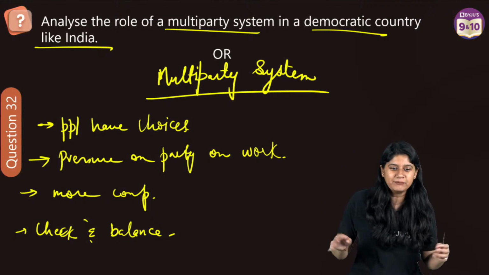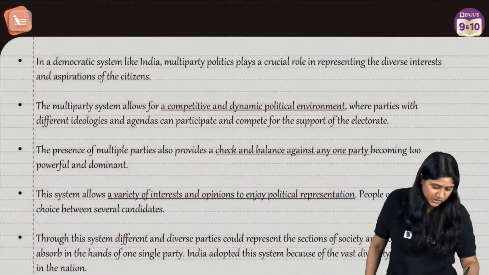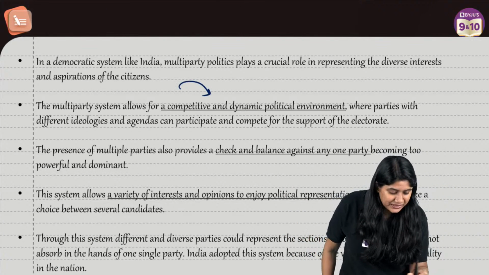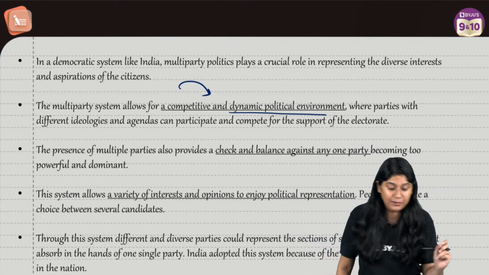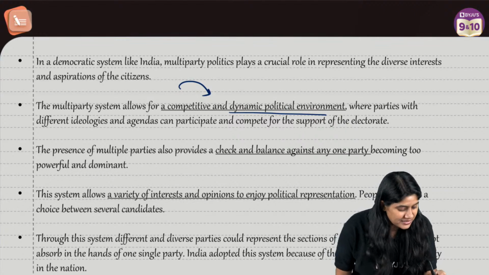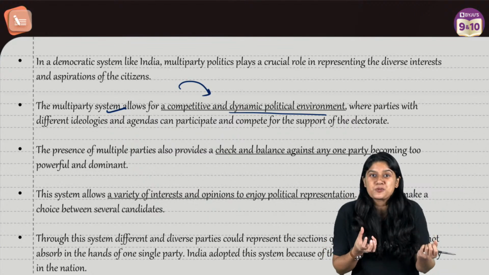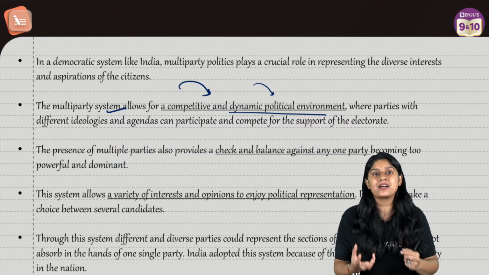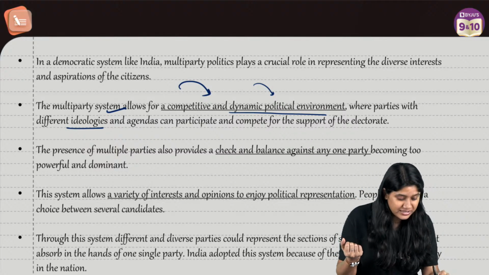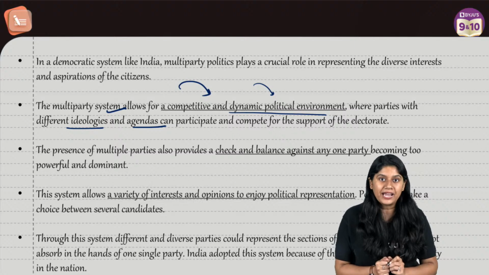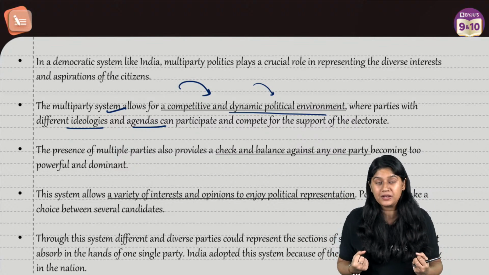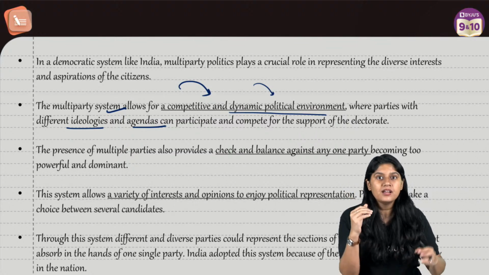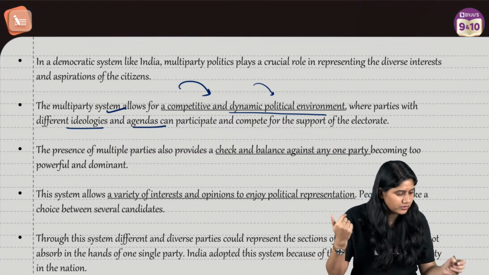Now let's beautify them and see how we can write in the examination. First point: a competitive and dynamic political environment. The multiple party system allows competitiveness. We have various political parties with different ideologies and agendas, presenting their views in front of the people, and their ideas and policies will be targeted to different sets of people. So that's a good thing.